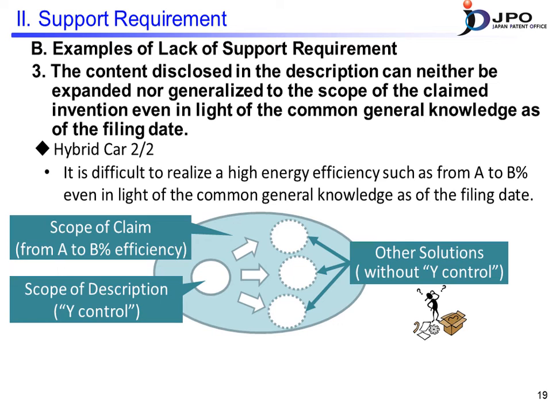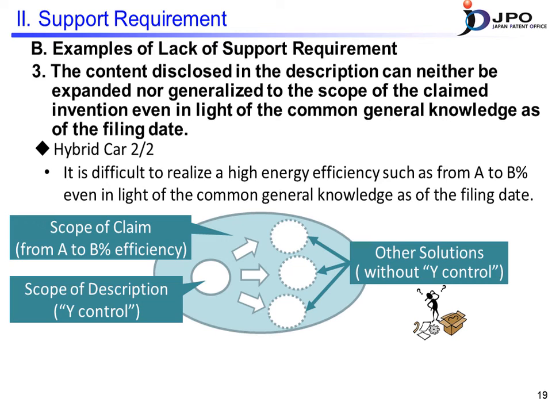In the description, it is stated that the energy efficiency of A% to B% is realized by Y control. However, it does not disclose the method of realizing the energy efficiency of A% to B% using a method other than Y control. On the other hand, the claim does not recite Y control, and therefore the claimed invention covers all hybrid cars that realize an energy efficiency of A% to B%, irrespective of a specific control method.